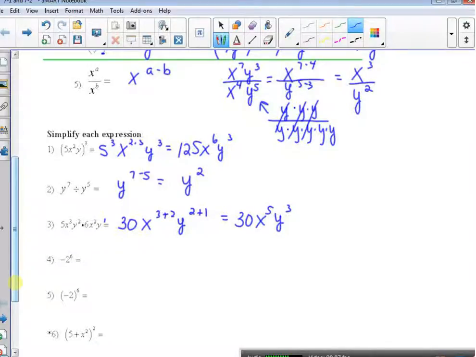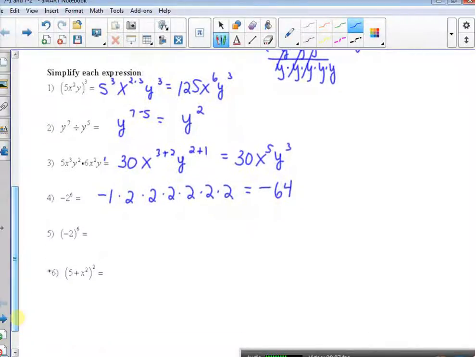Negative 2 to the 6th really means negative 1 times 2 times 2 times 2 times 2 times 2 times 2. 1, 2, 3, 4, 5, 6, which is negative 64. Okay, when you have the negative inside the parentheses, then we're multiplying negative 2 times negative 2 times negative 2, 6 times, which is going to give us positive 64. Hopefully you see the difference there.